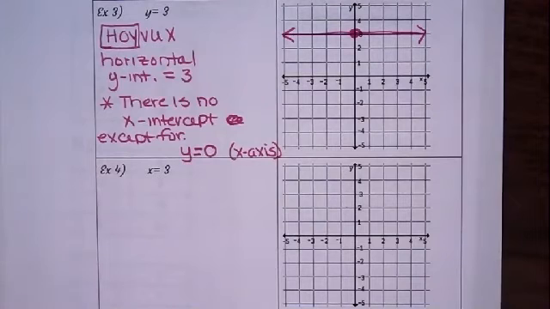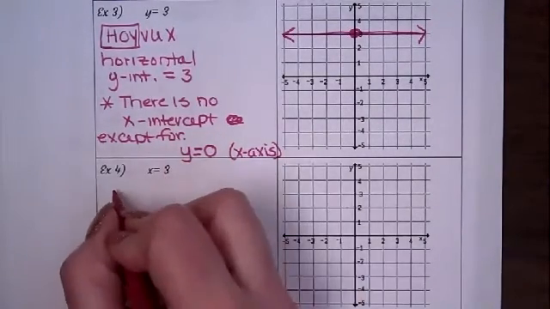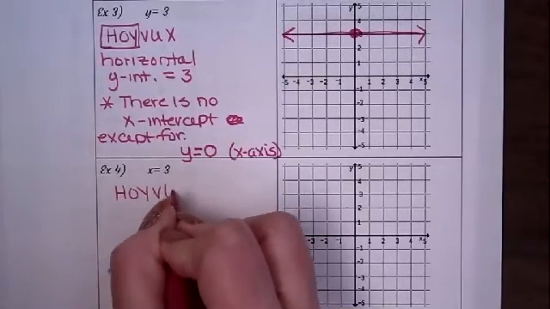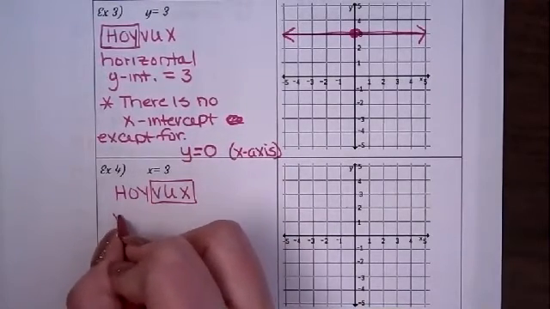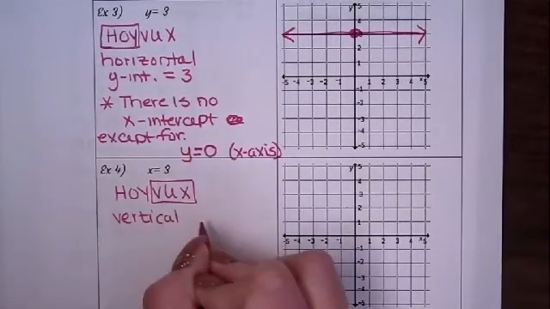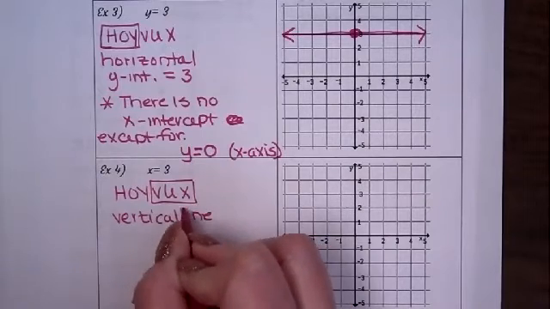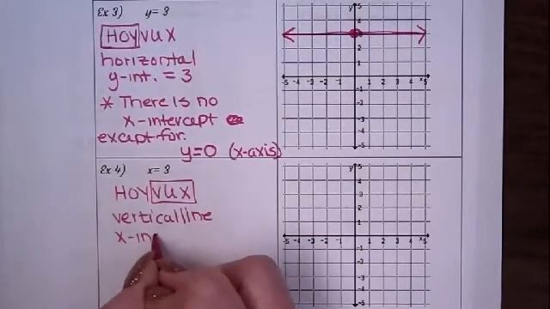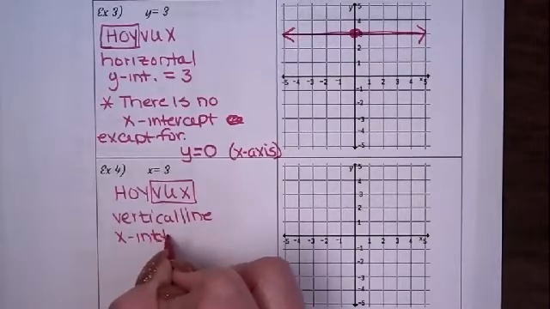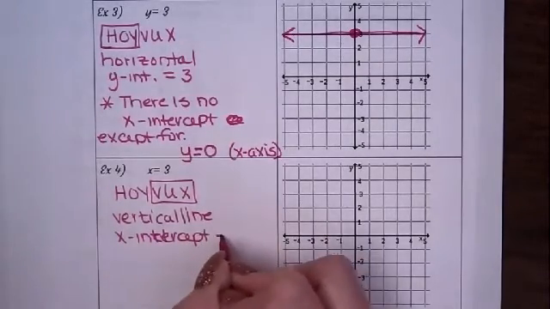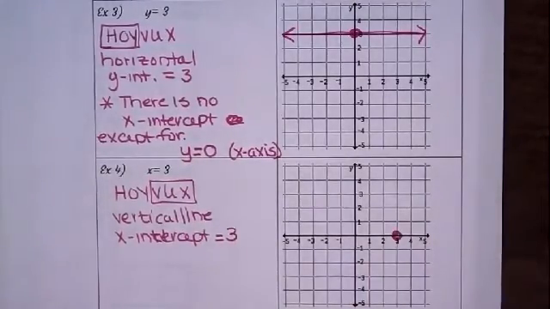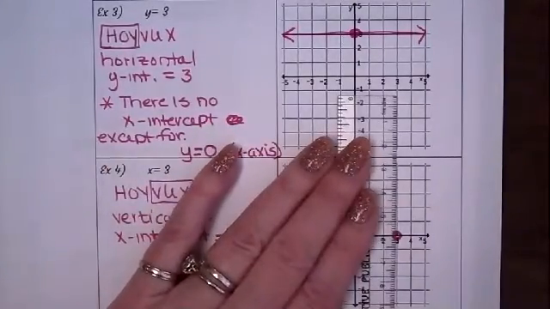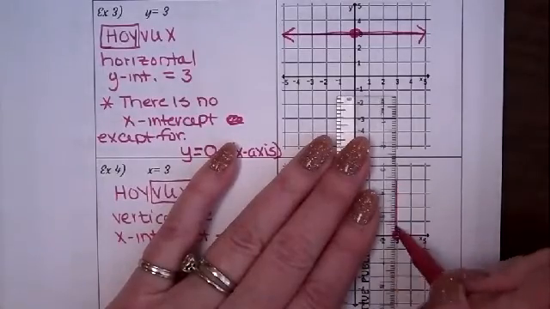Okay? Now, let's look at number 4, x equals 3. Well, again, if I go back to HOY VUX, that tells me that this is going to be a vertical line, and my x-intercept is 3. So I'm going to go to 3 right here on the x-axis. And I'm going to draw a vertical line right here, just like that.